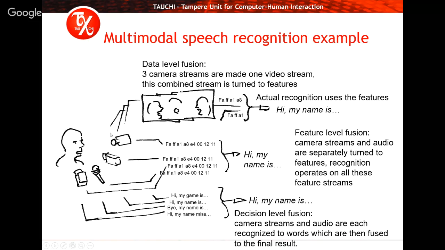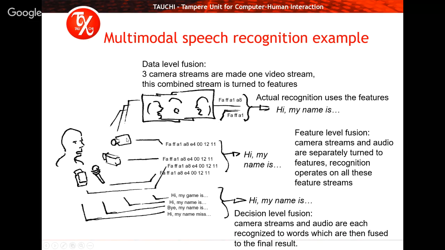So if we do the data level fusion, we might be combining these 3 video camera streams into 1 big image. In the extreme case, just put the pictures side by side, for example. And then after that, the video image is turned into features. The 1 big image is turned into a stream of features, which is used for the actual recognition. And then audio from the microphone might be turned into features at this point, and we do the recognition, or we might actually turn both into speech.